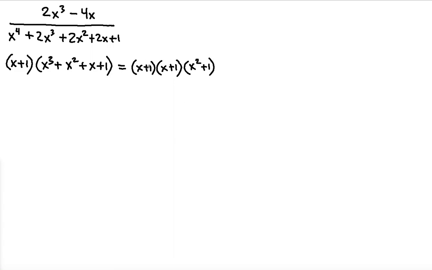So as you can see, you have two repeated linear prime factors, and also you have a quadratic prime factor. This cannot be reduced any further, right? This is an irreducible factor. So all of these are prime. Two linears and one quadratic. Now, here's how you break this up.